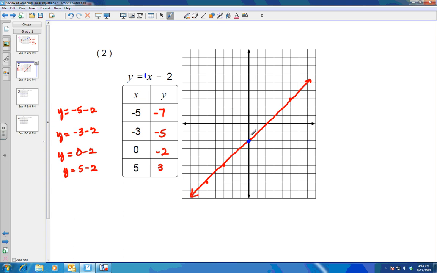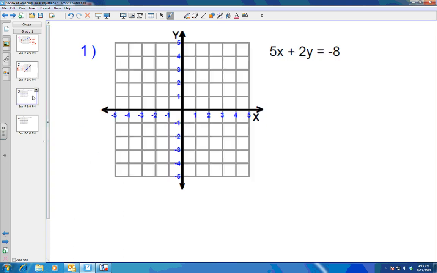So that means I go up 1 over 1, up 1 over 1, up 1 over 1. Or I could go down to the left, down to the left. Do you see I end up with the exact same line? Okay, so let's look at the next one.